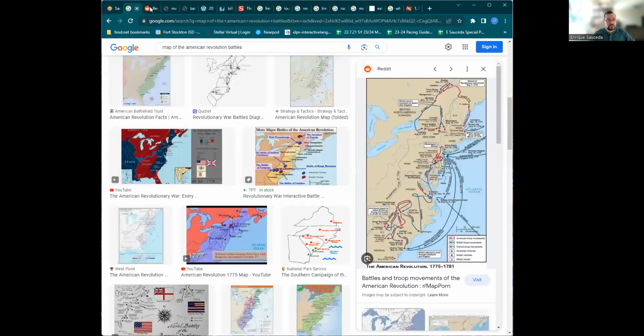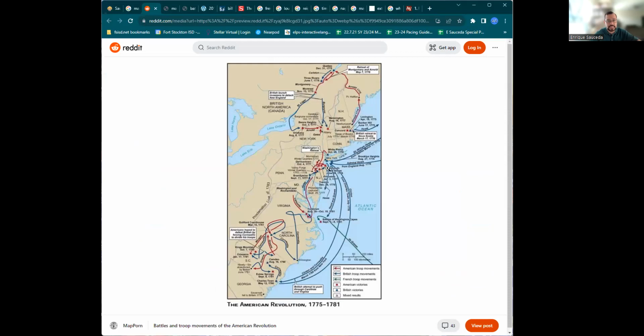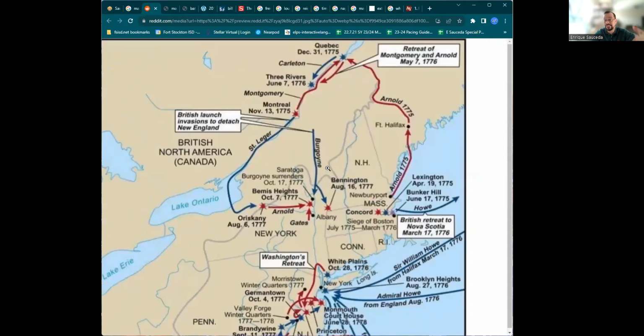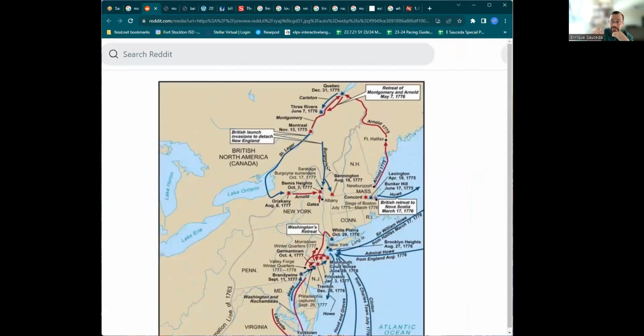The war itself is ugly and messy. For the most part, the British are winning. They win like 8 battles. We win 1 for every 8 that they win. But we do win the major ones, Saratoga and Yorktown. Just that's a handful of the battles that we won.